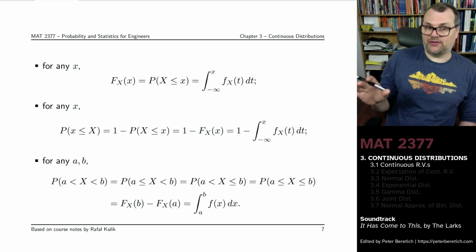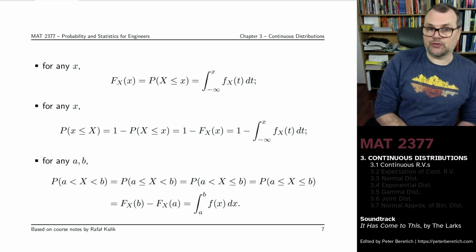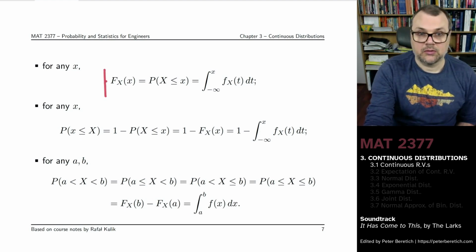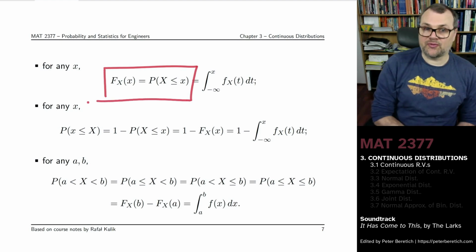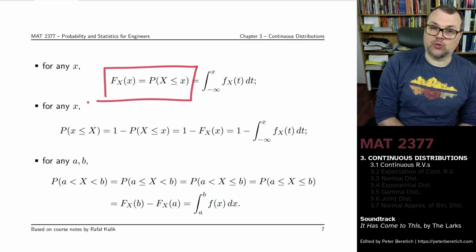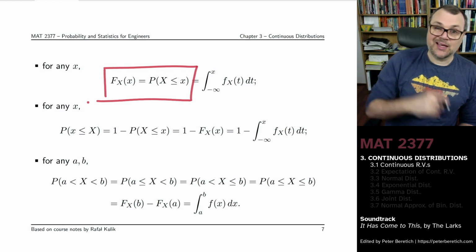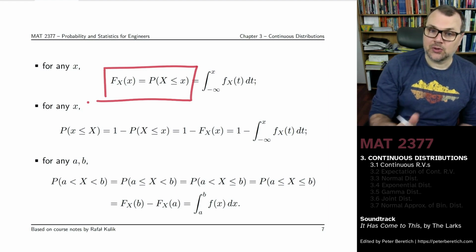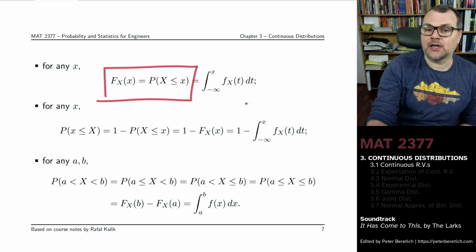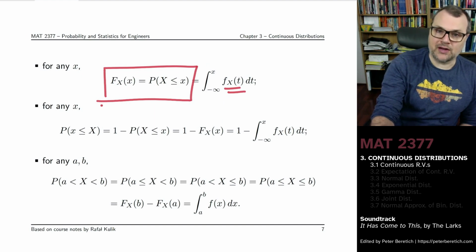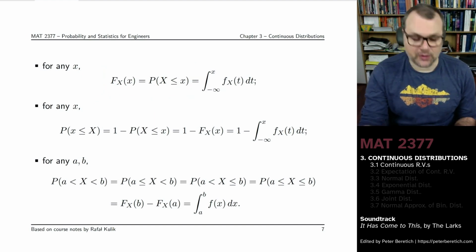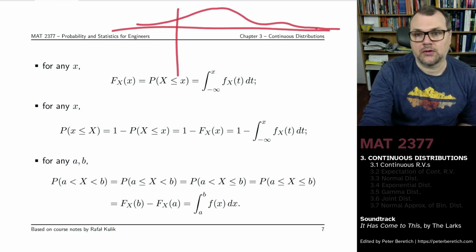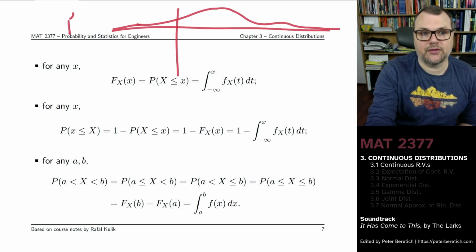For any value of x, the cumulative distribution function is, as mentioned before, the probability that the random variable will be smaller than or equal to x. And here you can use the fundamental theorem of calculus to recognize that we're talking about the area under the PDF from minus infinity to x. Just draw a little chart here.